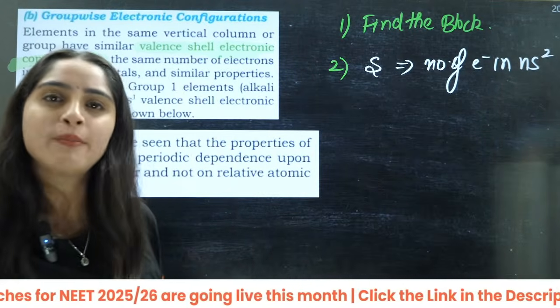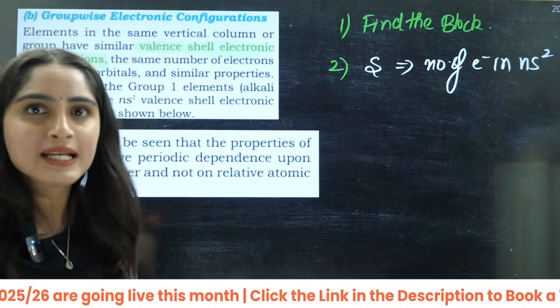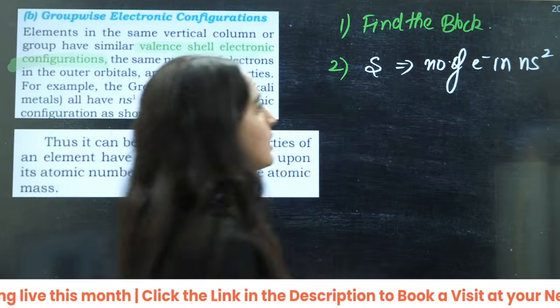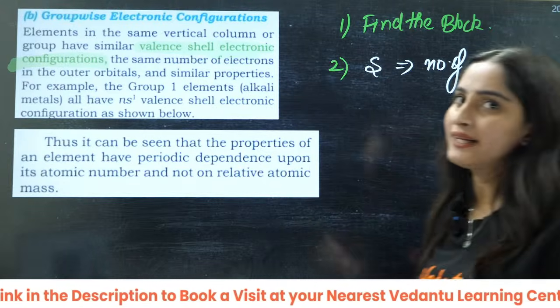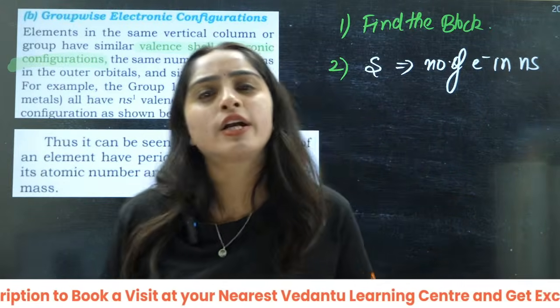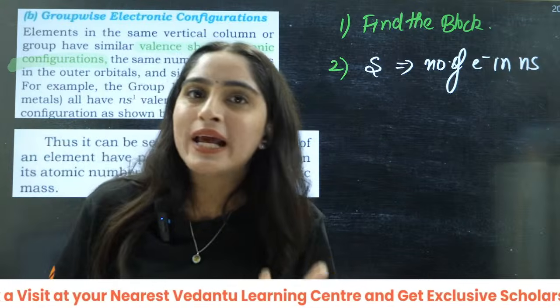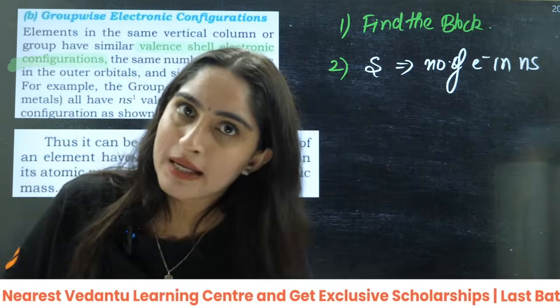If it is an s block, it will be the number of electrons in the ns subshell. It can have 1 or 2 electrons. If it is 1 electron, it belongs to group number 1. If 2 electrons, it belongs to group number 2, right?